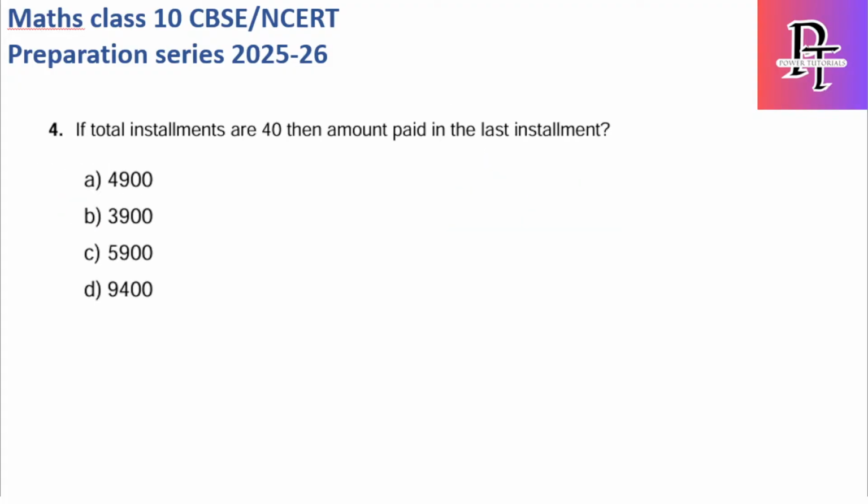Okay, let's move to the two more questions for today. If the total installments are 40, then what is the amount paid in the last installment? So the total installments are 40, so the n value is 40. The a value we know is 1,000. The d value we also know is 100. So we need to find T40.